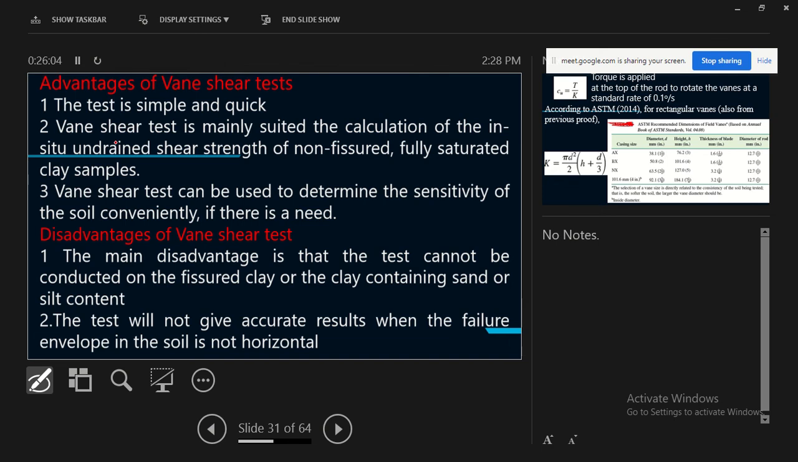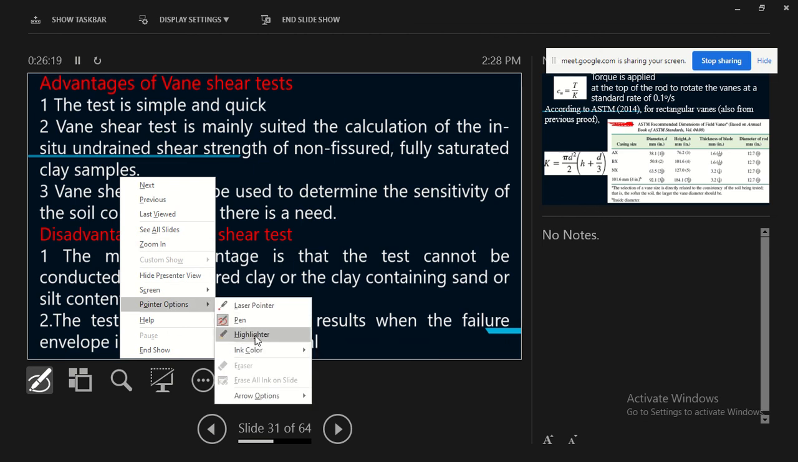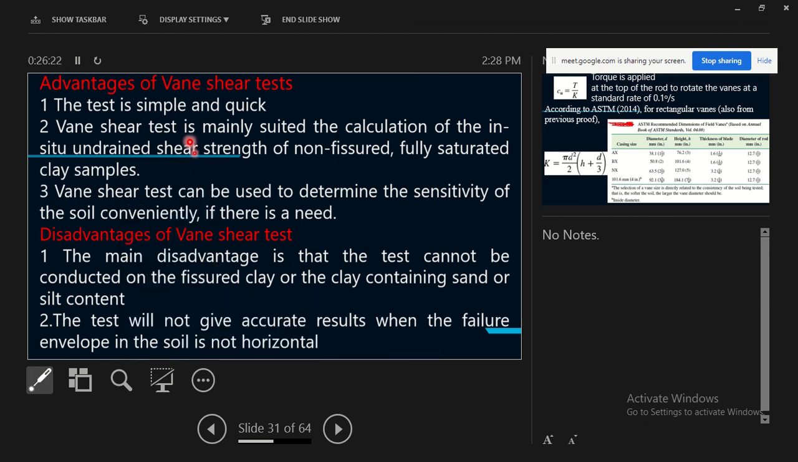So the advantages: number one, the test is quick and simple. Number two, the Vane Shear test is mainly suited for in situ undrained shear strength in unfissured, fully saturated clay. So if for example there is a fissure, that will lead to a rapid dissipation of excess pore water pressure, and then the result given there may not be very accurate, may not reflect the reality. Number three, the Vane Shear test can be used to determine the sensitivity of soil conveniently. I think I've already explained this.